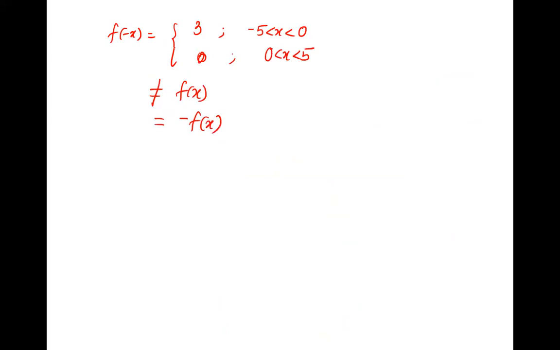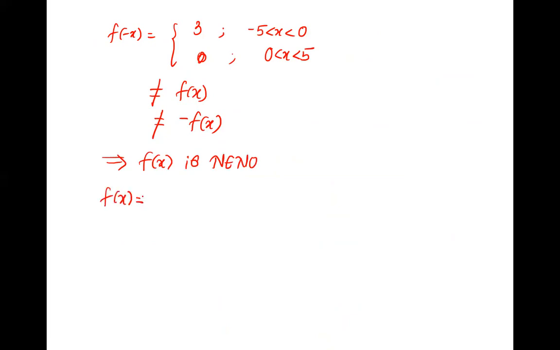Just change the sign. No. So it is not f of x, and it is not minus of f of x either, which means f of x is neither even nor odd. So nothing is zero. Perfect. So we have to write the Fourier series.